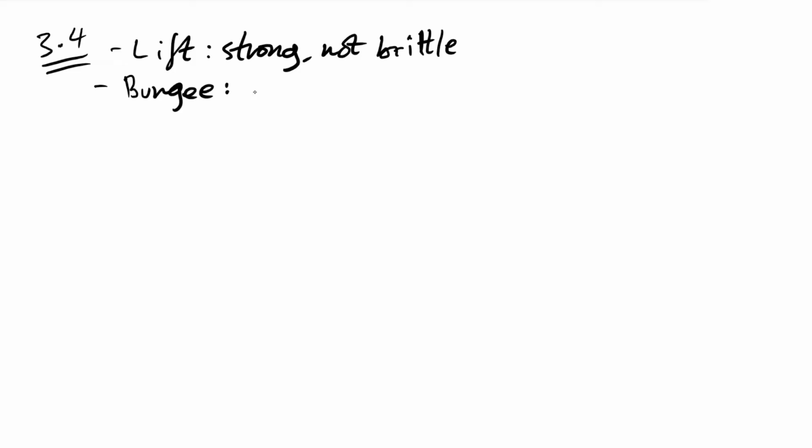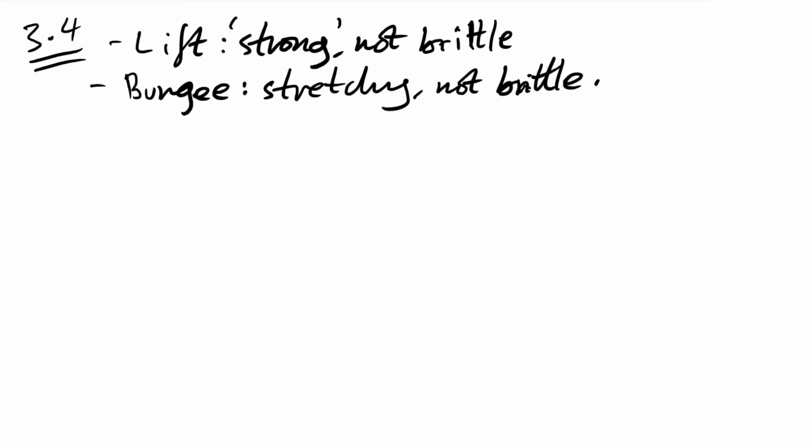Okay, so what do we want these materials to be like? So for the lift, it has to be quote unquote strong, and we don't want it to be brittle because we don't want it to snap, do we? In a toss-up, we'd like it to stretch a bit and not break. And then the bungee, we want it to be very stretchy, and again, not brittle. So let's have a look at our materials then. Well, B and C are fairly similar. So I'm going to say that for the lift, we can choose B or C.